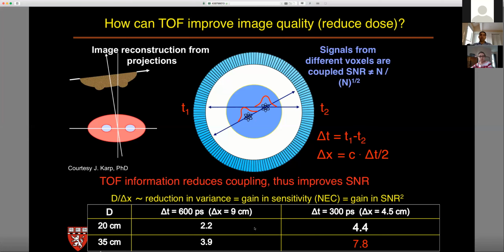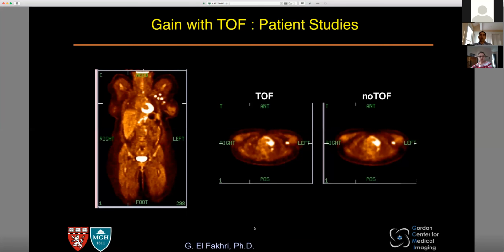All right, so let's look at some images and see what that buys us. This is a very good example. There's a lesion that you can see on the time of flight that is very hard to see on non-time of flight. And it is not this one here, it's this one here. Look at this lesion here, time of flight, non-time of flight. It's very hard to delineate the lesion here. It's very easy here. These are the lesions that we care about.